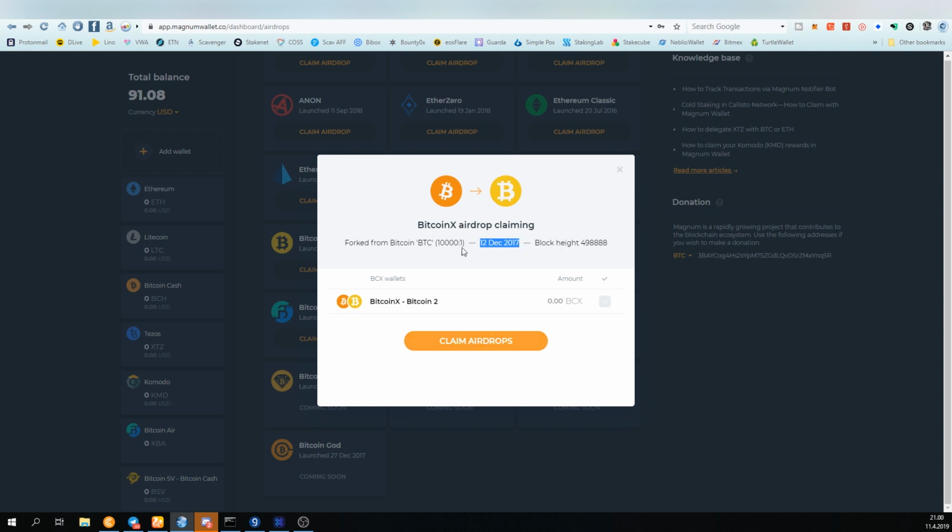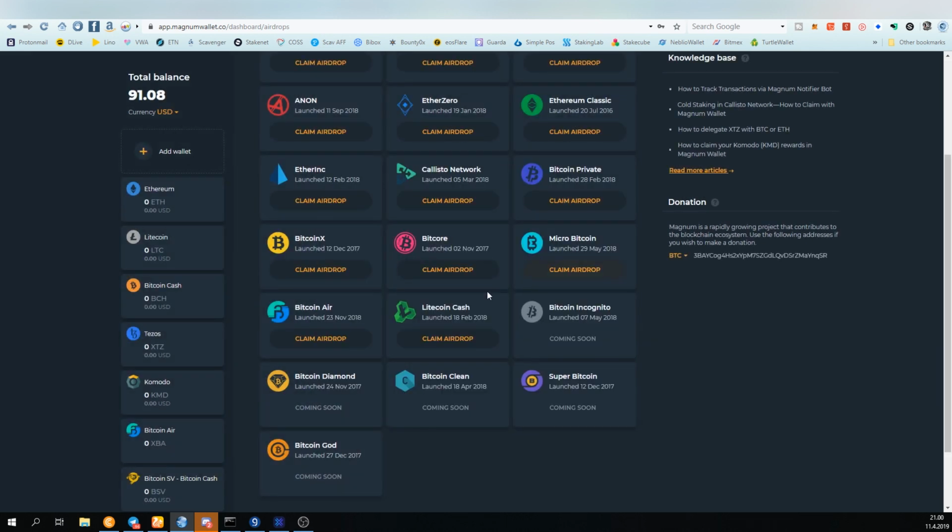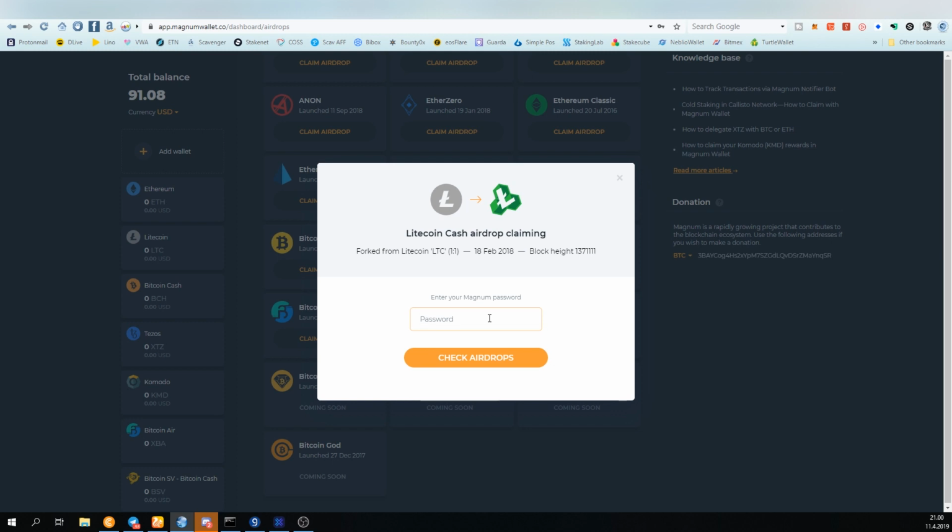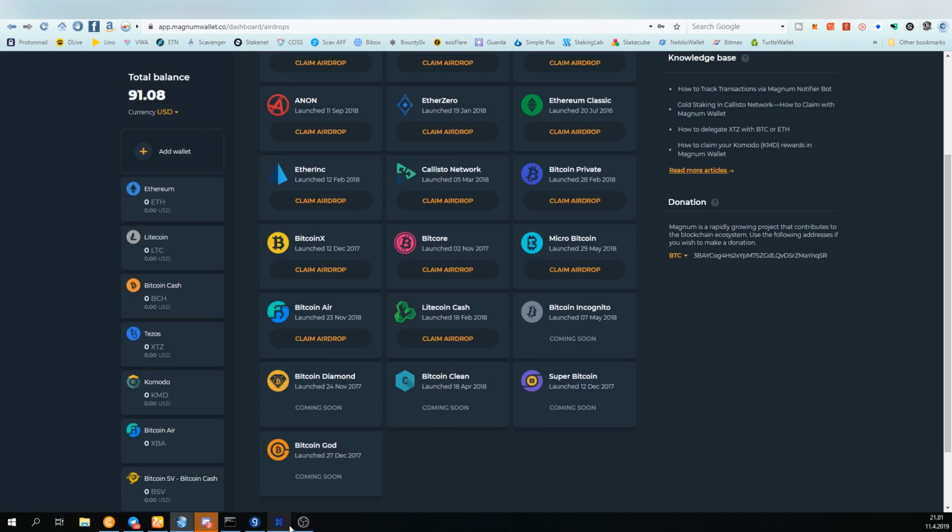And there's the ratio, how much you get. And once you have claimed the airdrops, you're basically able to... Oh, actually, I have to do this. I have actually some Litecoin. I could maybe show the process here on the screen right now.